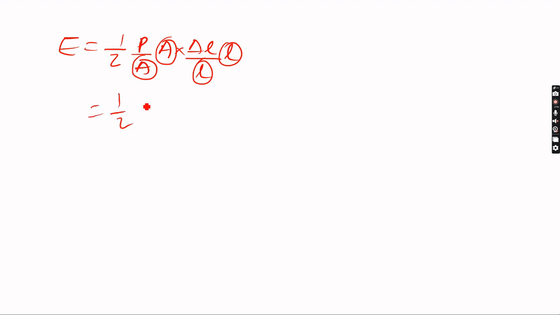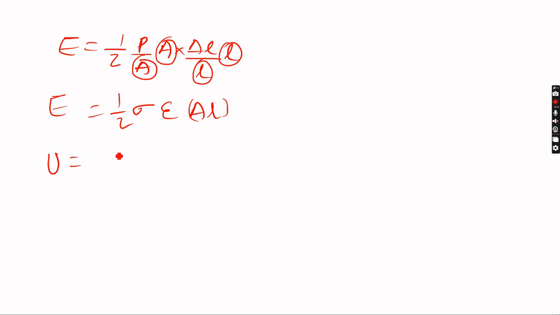1 by 2, this is what? P by A is stress. Okay. And delta L by L is strain. And A into L is what? Volume. So this is your strain energy formula. From where we started, F into dx, and where we reach? We reach stress, strain, everything. So this is volume.